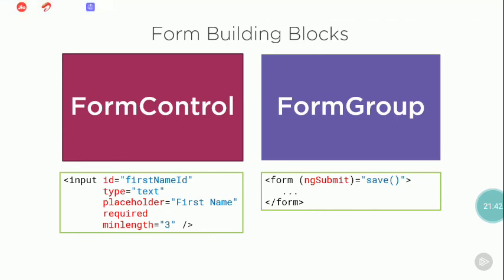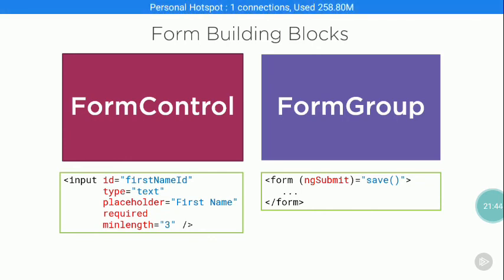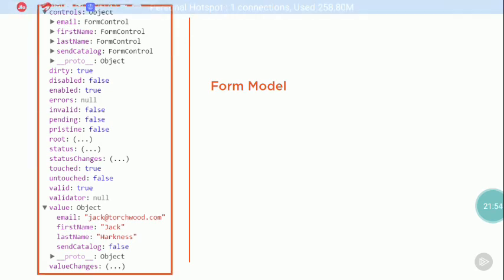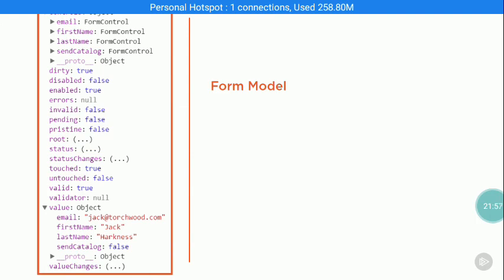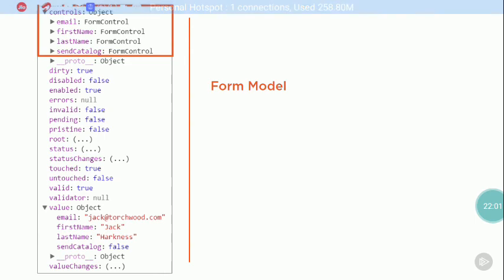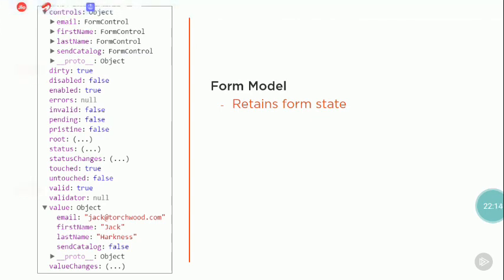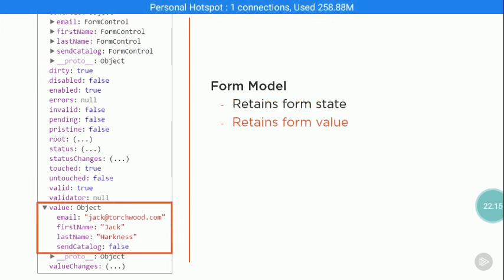I've mentioned the term form model several times now. What is a form model exactly? A form model is the data structure that represents the HTML form, and it looks like this. The structure of the form model reflects the form and input elements in the template. In most cases, each input element within the HTML form has a corresponding form control in the form model. Form model retains form state, such as dirty or valid. It retains the user's entries in its value property.